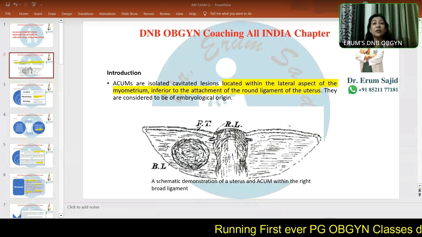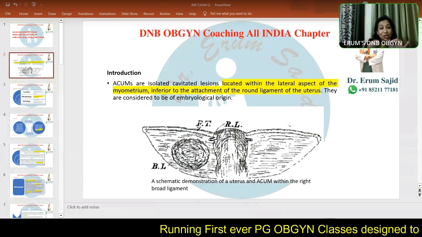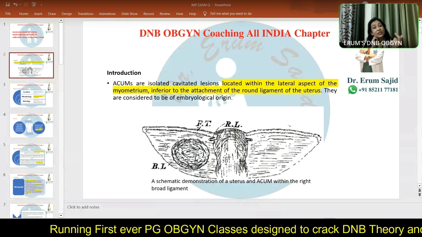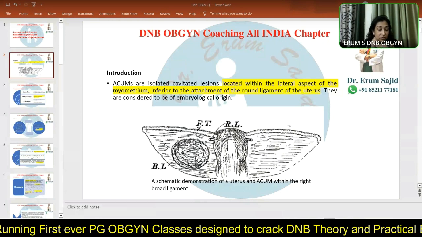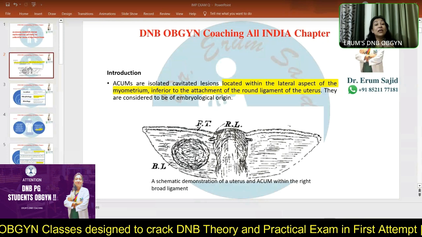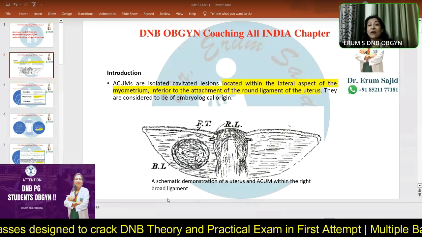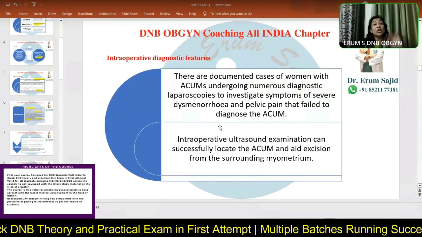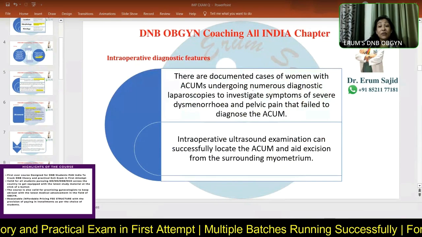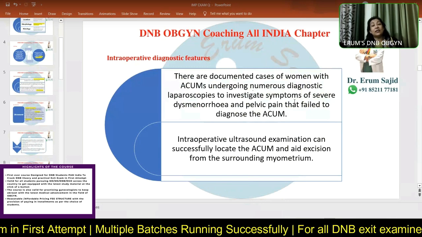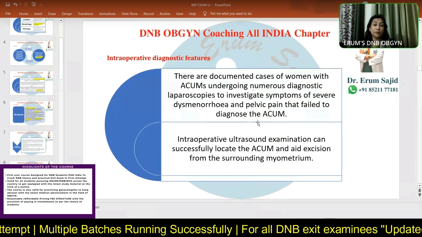So it's very difficult to find out, because you'll see, oh, everything seems all right. Uterine tubes, let's do the lap and dye test. She's fine. There is no problem. Uterus seems okay. Both the ovaries are fine. And sometimes these broad ligament cavitated malformations get missed. This is what I'm trying to say. There are documented cases where even numerous diagnostic laparoscopies have failed to diagnose the ACUM.